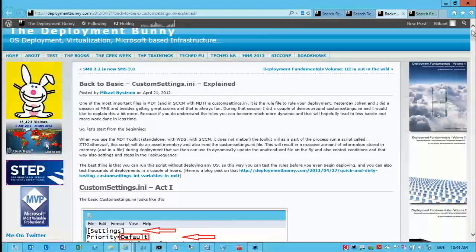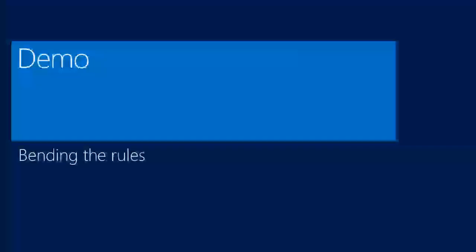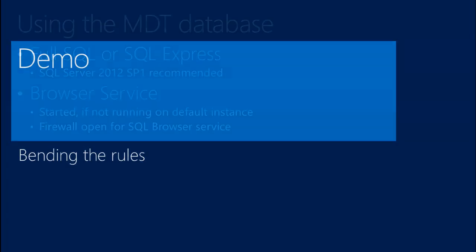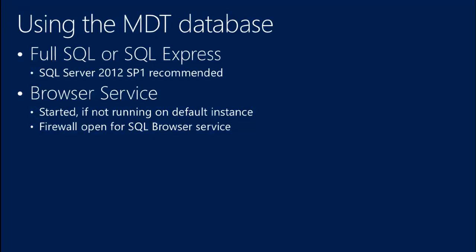All right. So what if we want to do more? What if we want to store some of the information in a database? Well, it turns out with MDT there comes a database. That one can run on either full SQL or SQL Express. For you that run Config Manager, just add that database to the same instance as you run Config Manager on, because you get the license to do so. So then you can run the full SQL.